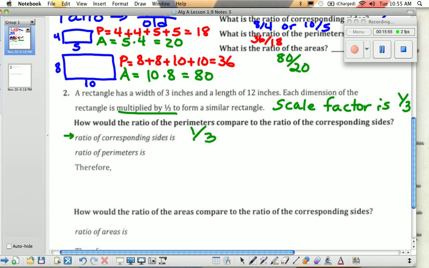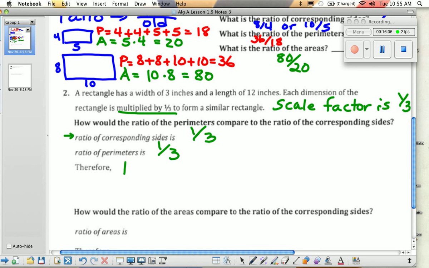Okay, ratio of perimeters, what do we have to do? Which one goes on top? New. 10 over 30, over the old. What does 10 over 30 simplify to? 1/3. So what's the ratio of our perimeters? 1/3. Okay, remember what happens? The perimeter changes by the same amount as the scale factor.